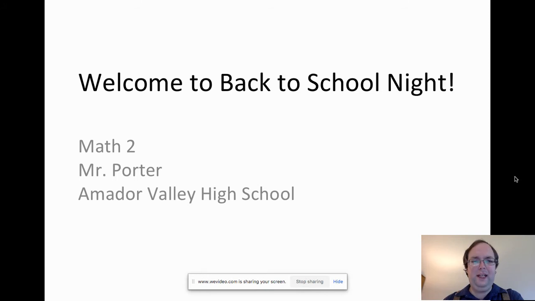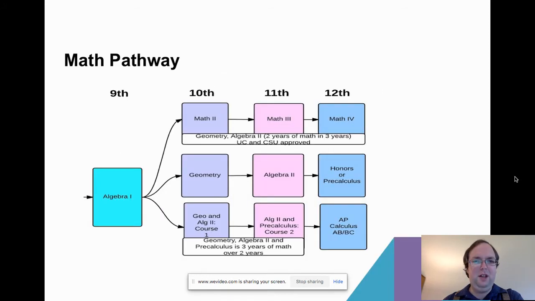So, you're probably thinking, what is Math 2? Effectively, after students take Algebra 1, they have three options. They can either go to Math 2, Geometry, or Course 1. And Math 2 is geometry, just at a slower, more manageable pace.